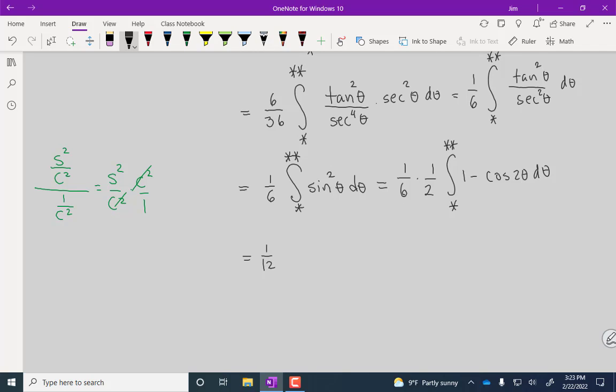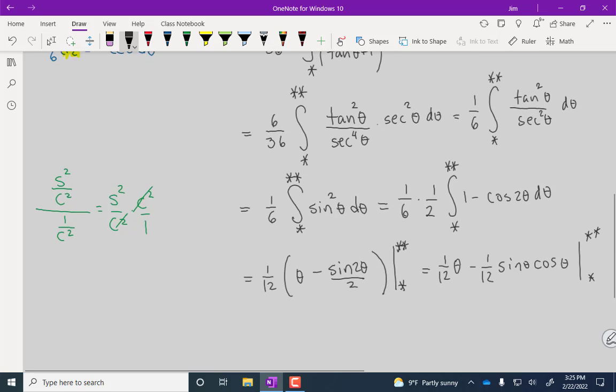So, integral of 1 is theta, and then we have sine of 2 theta divided by 2. And then we're still just lingering with stars. Now we go to our double angle identity. I'll distribute this 1/12 also. So 1/12 theta. Sine of 2 theta is 2 sine theta cosine theta. So when we replace sine of 2 theta with 2 sine theta cosine theta, the 2's cancel. And so the 1/12 will then distribute, and we'll have minus 1/12 sine theta cosine theta. Haven't figured out our limits yet. Alright, now we're ready for the cool triangle. Cool triangle time.